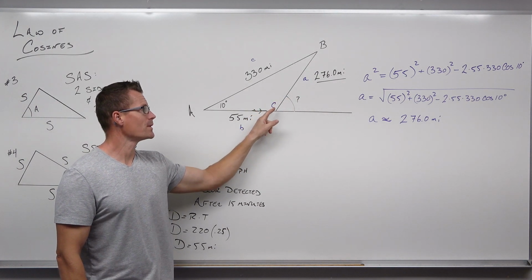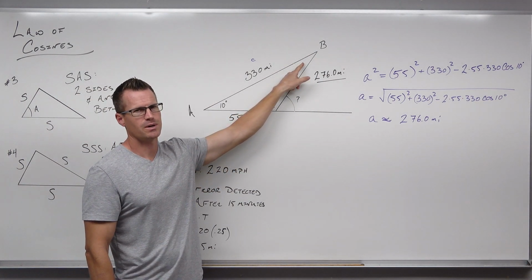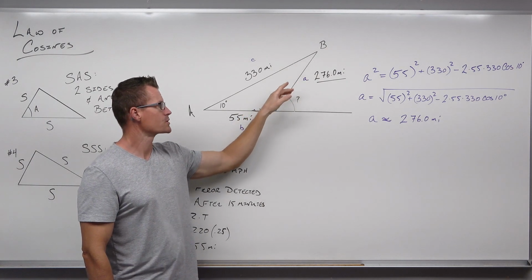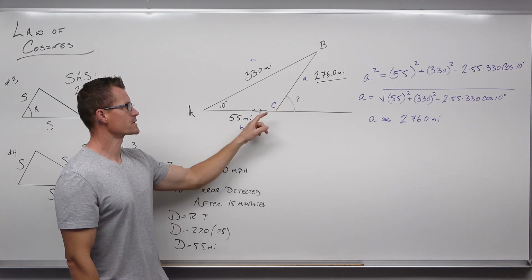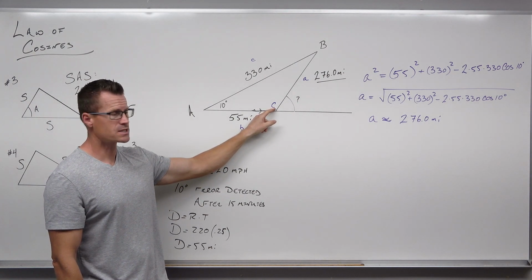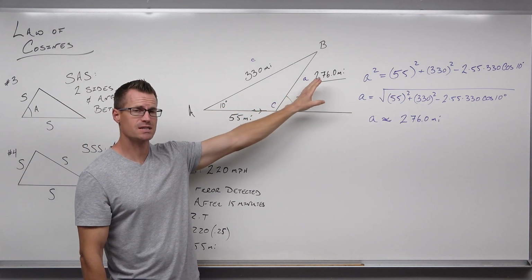So we probably ought to find that angle. Do we care about this angle? No, not so much. Not really at all, actually. So let's use law of cosines. You could certainly use law of sines. So sine of C over 330 equals sine of 10 over 276, now that you know it.